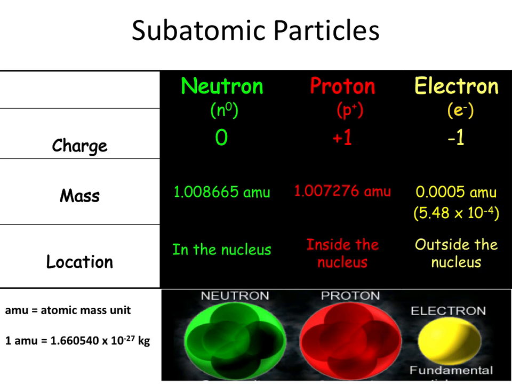Okay, now in terms of location, the location of the neutron is in the nucleus, and we learned that last lecture. Protons are also in the nucleus. They both reside in that small area inside the atom. And then the electrons, we know, orbit around the nucleus in their orbitals. So these are the charge, mass, and location identifiers of each of the 3 subatomic particles. Make sure you're familiar with each of them.